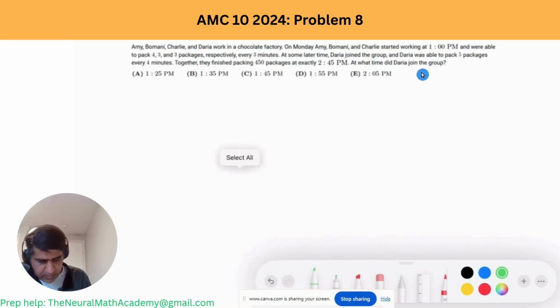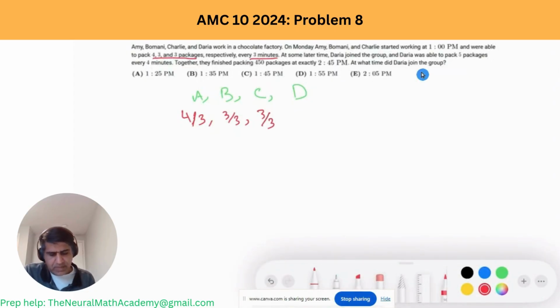So there are 4 people who are working. We can label them as Amy, Bomani, Charlie, and Daria. The first 3 are packing at the rate of every 3 minutes, so they're having 4 over 3, 3 over 3, and 3 over 3. So basically 4 packages every 3 minutes. And Daria did packing at 5 packages every 4 minutes.